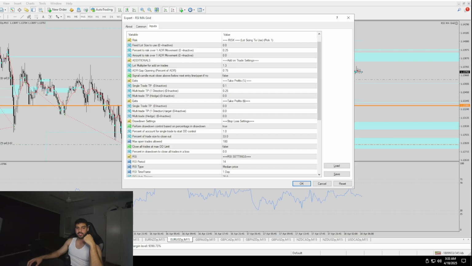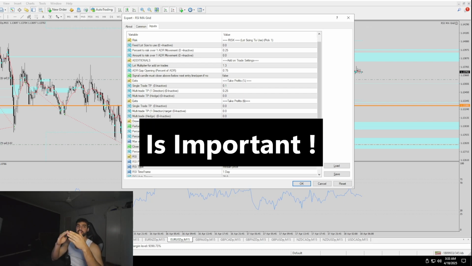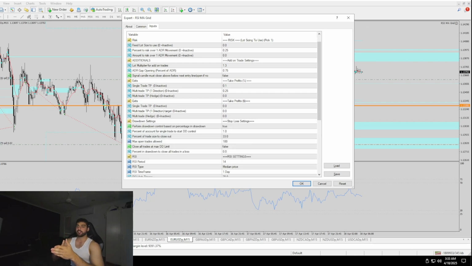Another setting which I have in my bot, which also makes sense, is you're not just going to sit in these positions if they go very hard against you. You're going to have to manage your risk as price moves.